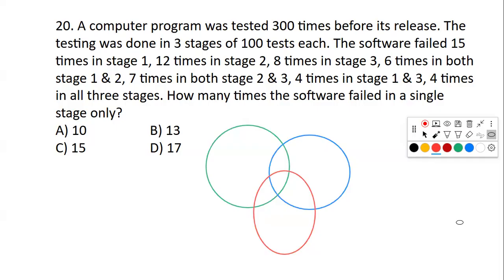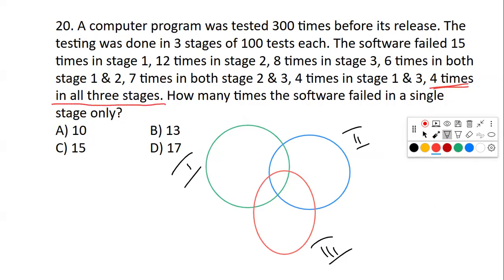So where do you want to start? You can number them like this: first stage, second stage, third stage. Where do you want to start first? 4 times in all the 3 stages. This is where you will start.